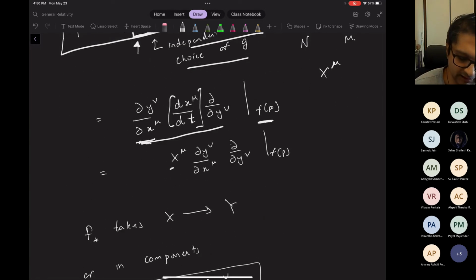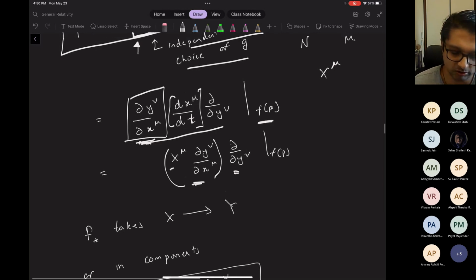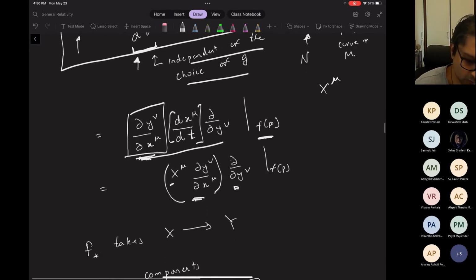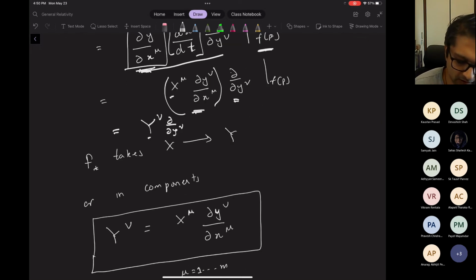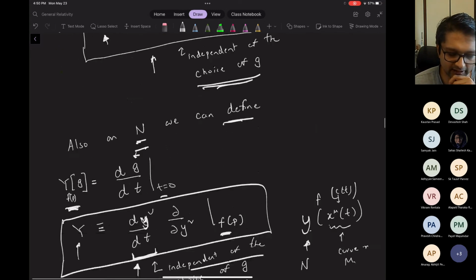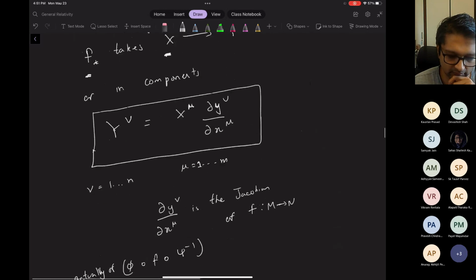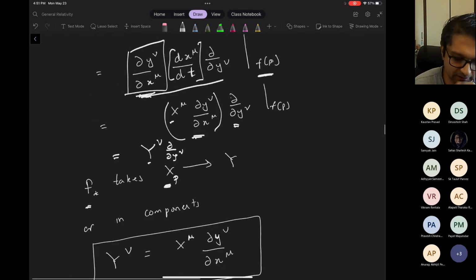So this is x mu times partial y nu partial x mu, from here, times partial y nu at f of P. These are the components of the vector y, which I can write as some y nu partial y nu. So now I've explicitly constructed this map, f star, which takes me from a vector x defined at P, to a vector y defined at f of P.